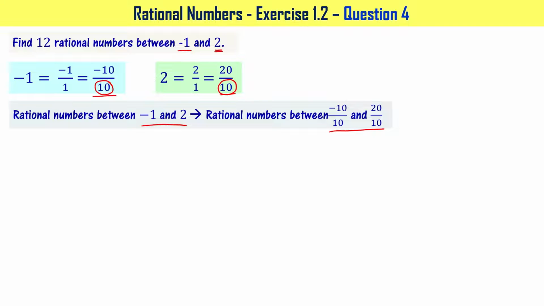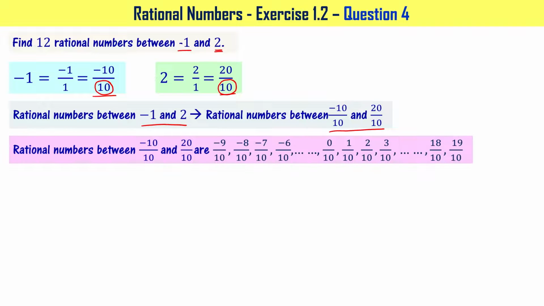So now let's write the rational numbers between minus 10 by 10 and 20 by 10. That are, now you see, minus 9 by 10, minus 8 by 10, minus 7 by 10, minus 6 by 10, minus 5 by 10, minus 4 by 10, minus 3 by 10, minus 1 by 10, 0 by 10, 1 by 10, 2 by 10, 3 by 10, 4 by 10, and so on up to 19 by 10. You look at this. Here we have not included minus 10 by 10. Here we have not included 20 by 10, right? Remaining all numbers we have written.